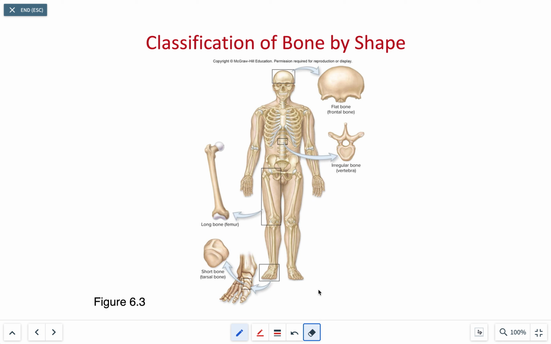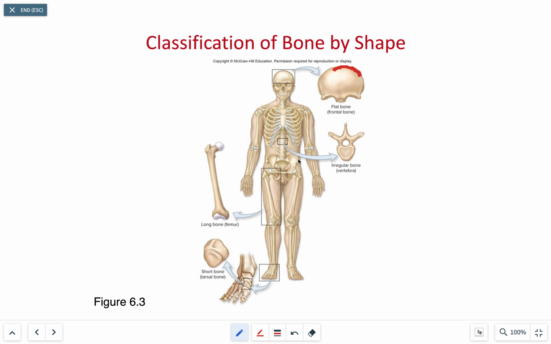The sutural bones, we can't really see these in the illustration, but the sutural bones are going to be the sutures that we see, like the frontal suture or the parietal suture, that help divide the flat bones of the cranium.